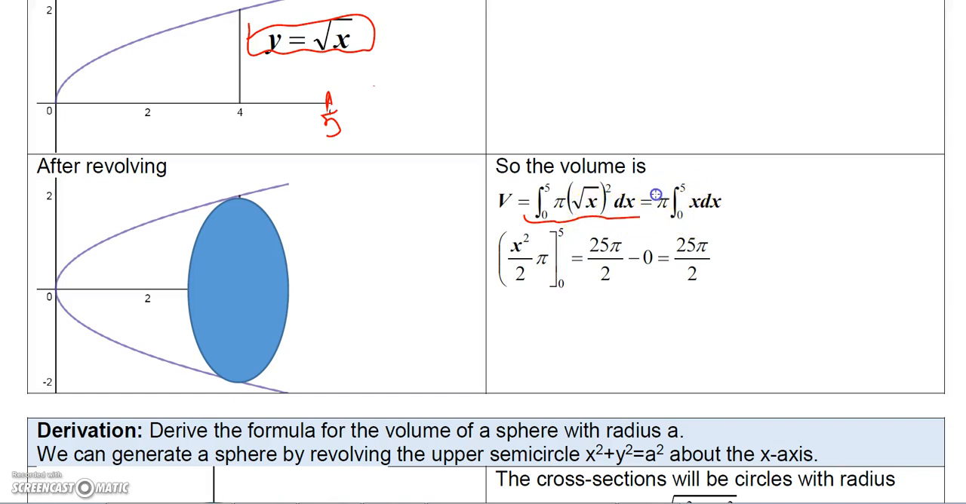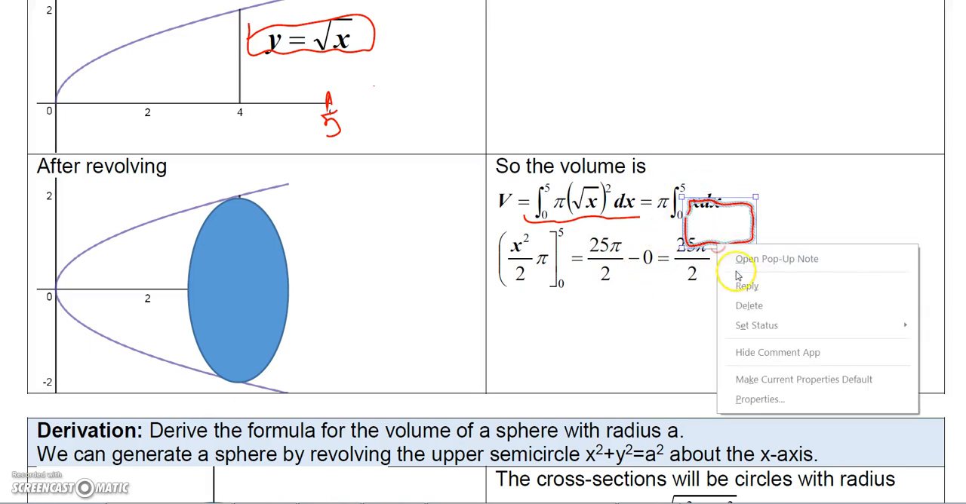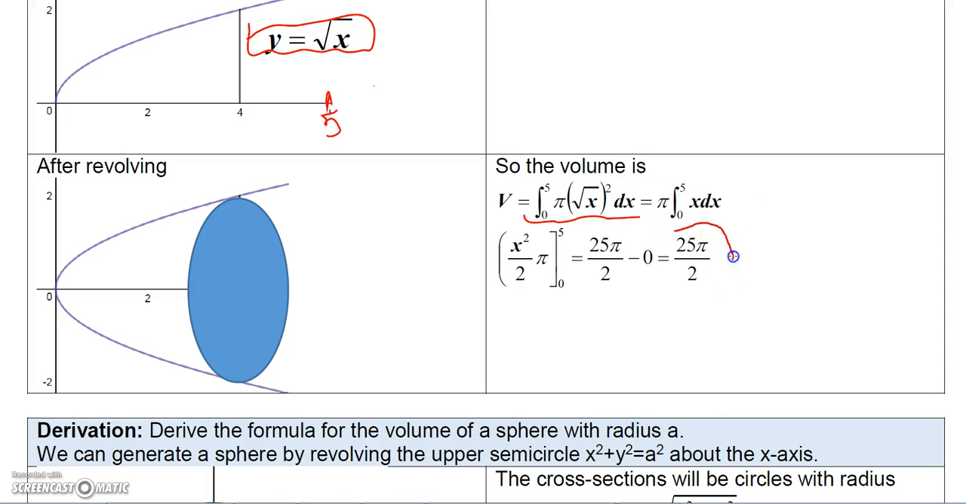And I can pull the pi outside of the integral. So all I have to do now is evaluate this integral. When you integrate x, you get x squared over 2, and then of course we have it times pi. When we put 5 in, we get 25 halves pi, and when we put 0 in, we just get 0. So 25 halves pi minus 0 is simply 25 halves pi. Okay, so we get 25 halves pi for the volume in this example.